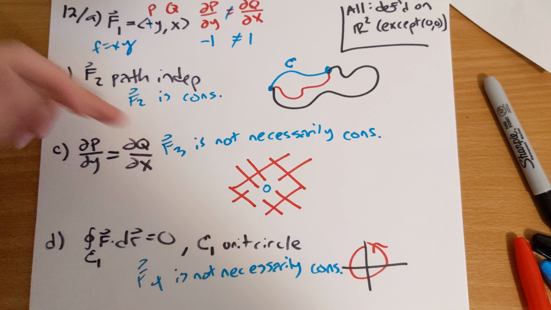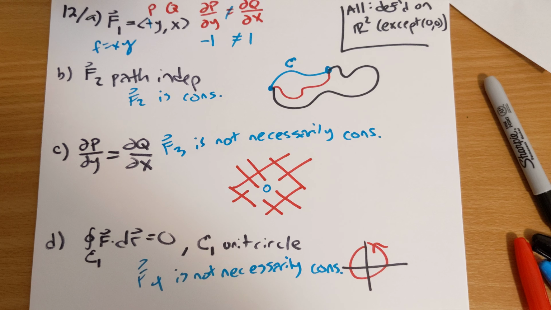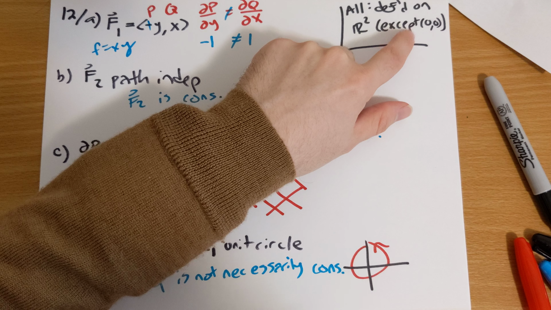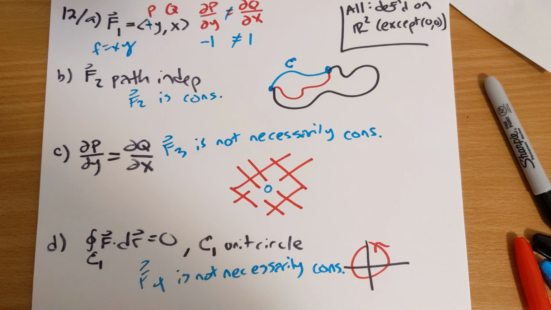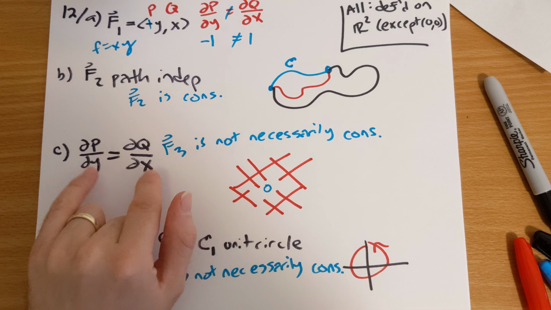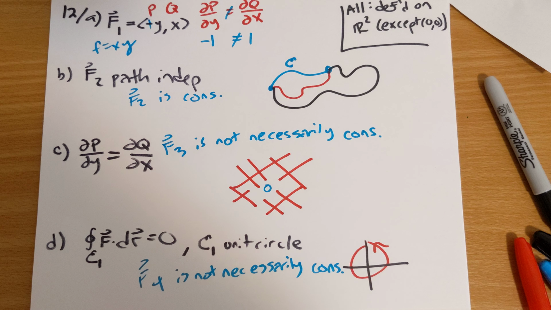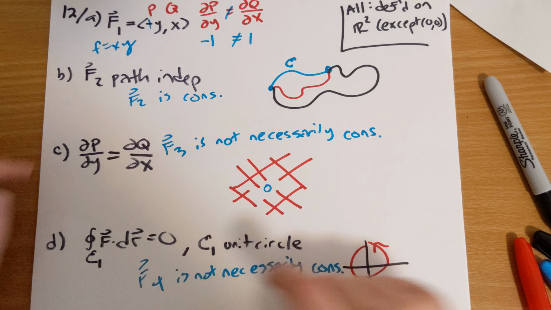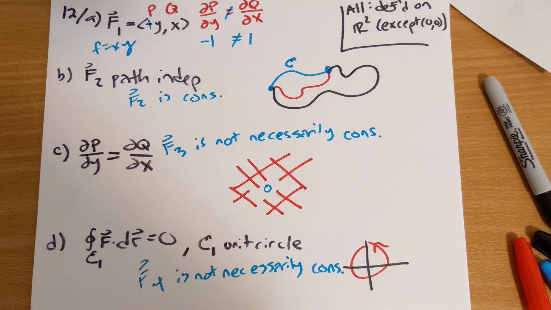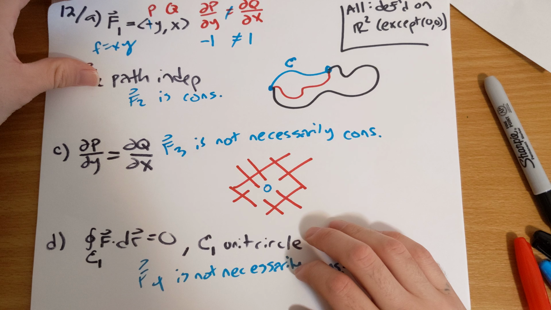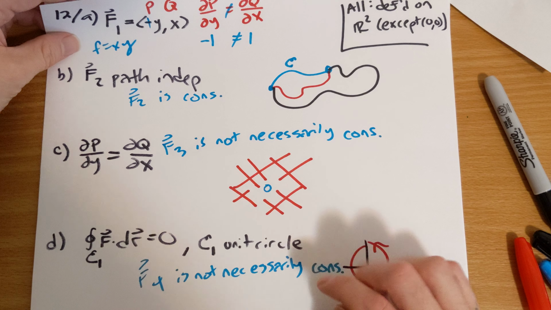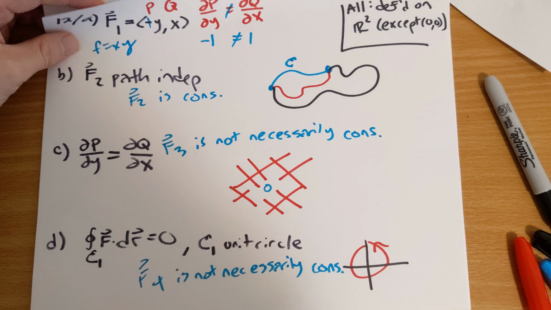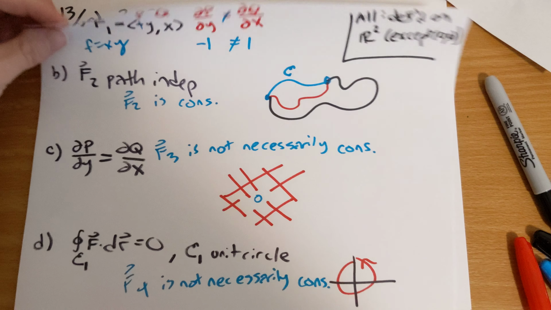This one's already conservative. For this one, we'd have to change it so that the domain is simply connected. So if this were over all of R2, the region that's all of R2 is simply connected. There's no holes in it. And that would be enough here to say that F3 would be necessarily conservative. And then for this one, we'd have to change it to say for every closed loop in the plane, the circulation around it is 0. Okay, that is problem number 12.